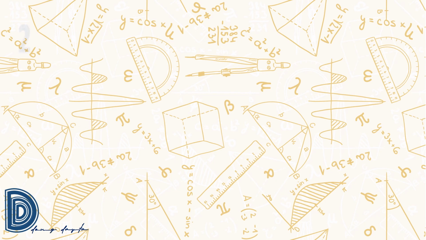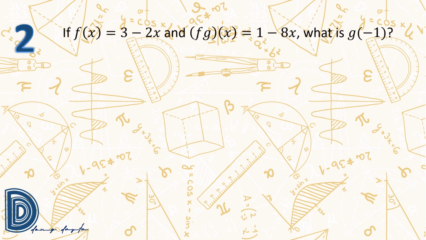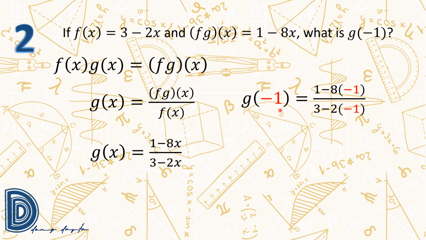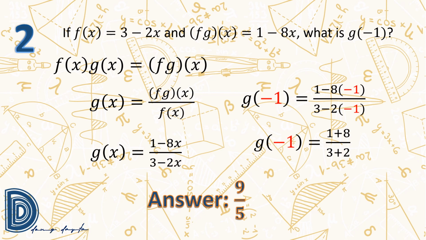Question number 2. We are asked to find g(-1) given f(x) and fg(x). So we start by solving for g(x). To get g(x), divide both sides by f(x). That will be fg(x) over f(x). And then fg(x) is 1 minus 8x, and f(x) is 3 minus 2x. Since this is a rational expression in its simplest form, we substitute -1 for x in g(x). So we have 1 minus 8 times -1 over 3 minus 2 times -1. We'll have 1 plus 8 over 3 plus 2. So g(-1) is equal to 9 over 5.